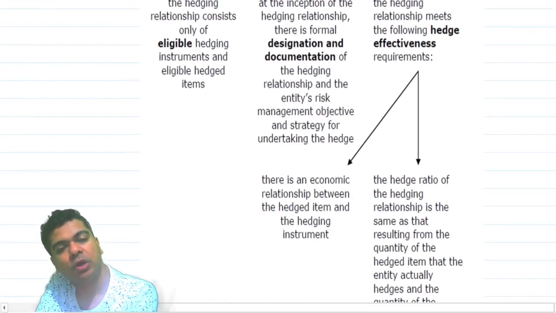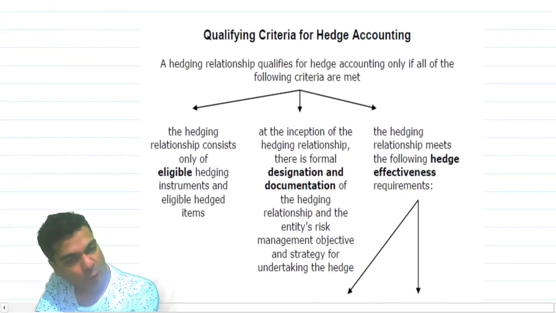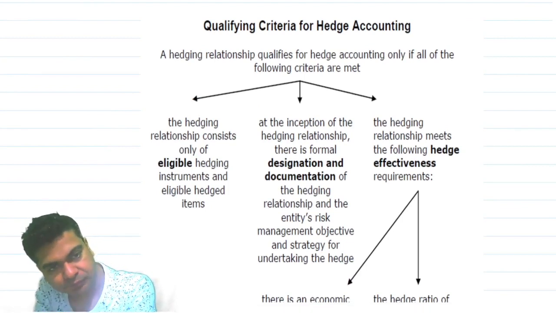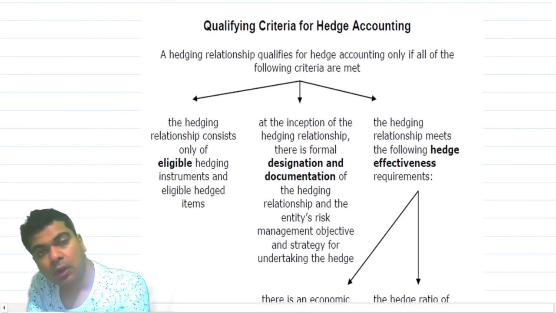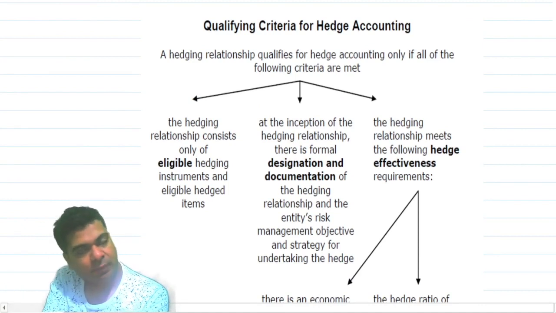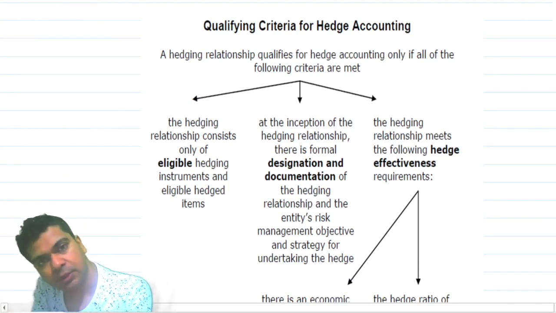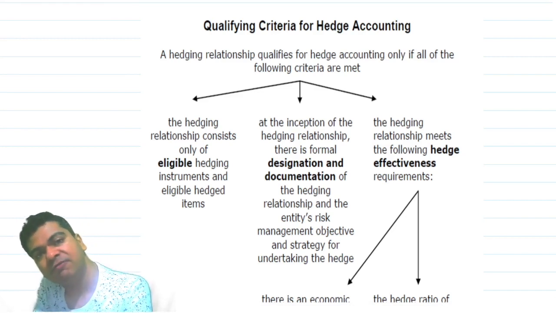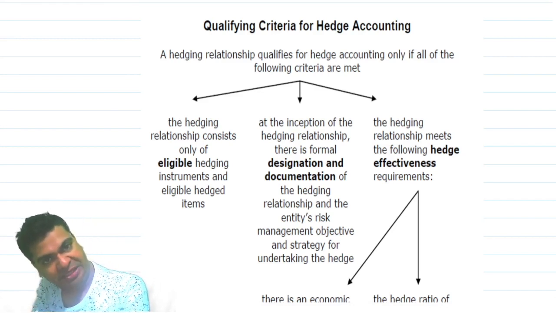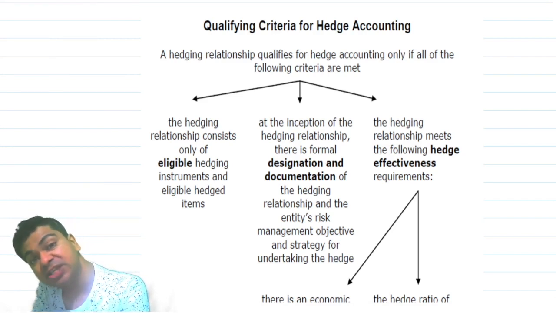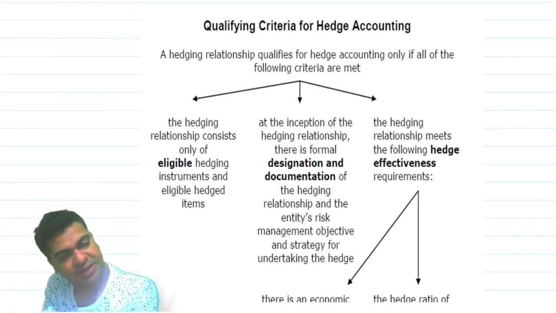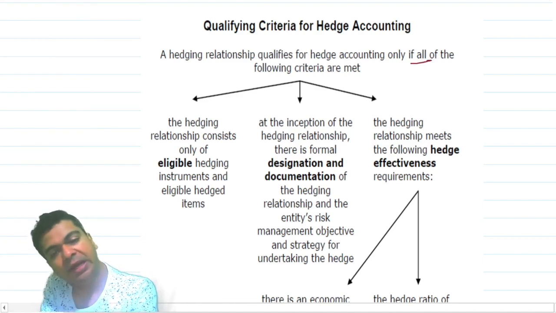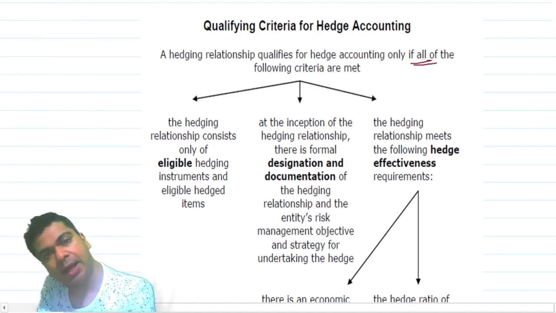Yeah, we would like to know what shall be the qualifying criteria for hedge accounting now. Yes. You are saying I have a hedged item. I'm saying I'm having a hedging instrument. Okay. Now, certain conditions have to be fulfilled. Then and only then can hedge accounting commence. They are saying a hedging relationship qualifies for hedge accounting only if all of the following criteria are met.